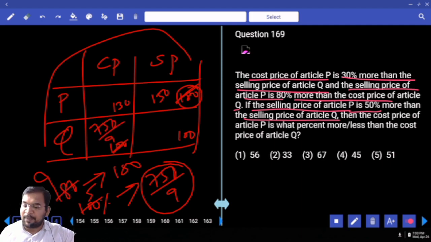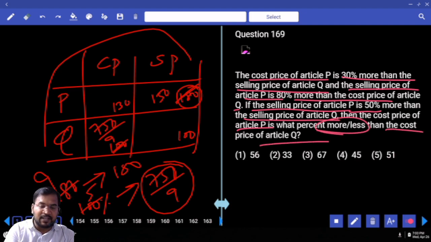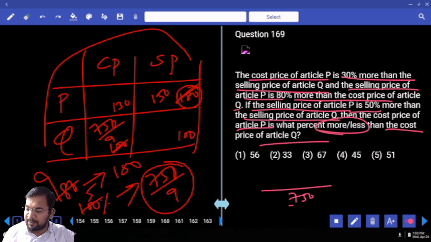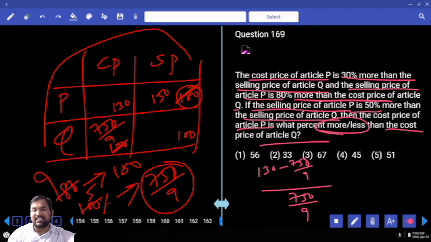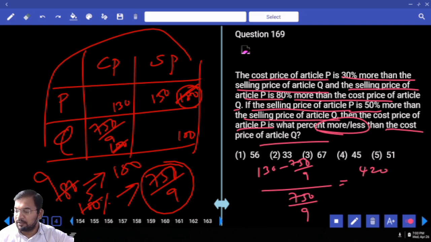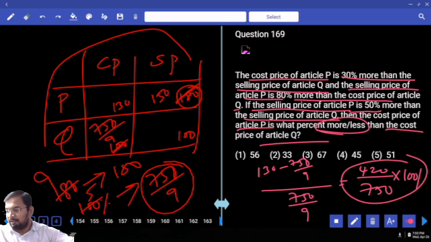Next one, cost price of P is what percentage more or less than the cost price of Q. So for the difference, they compared with what? Cost price of Q. That one you have to keep in the denominator. In the numerator you have to take the difference. Difference is nothing but 130 minus 750 by 9. 130 times 9 is 1170. 1170 minus 750, 420. 420 by 750 by 9, the 9s automatically get cancelled. Yes or not?